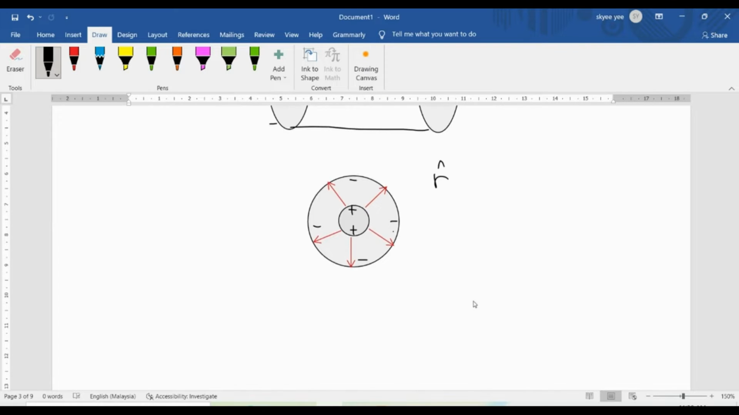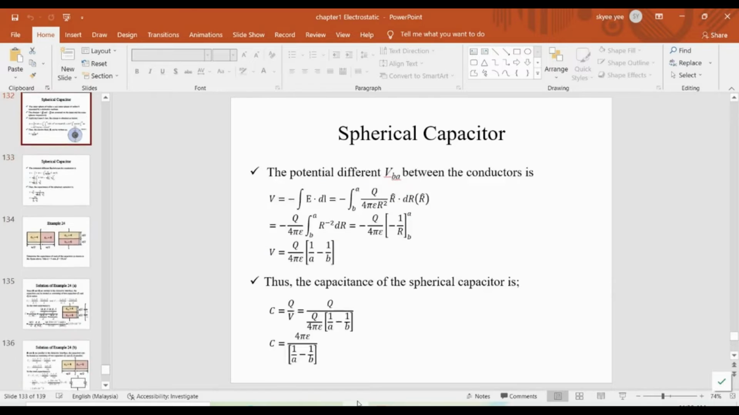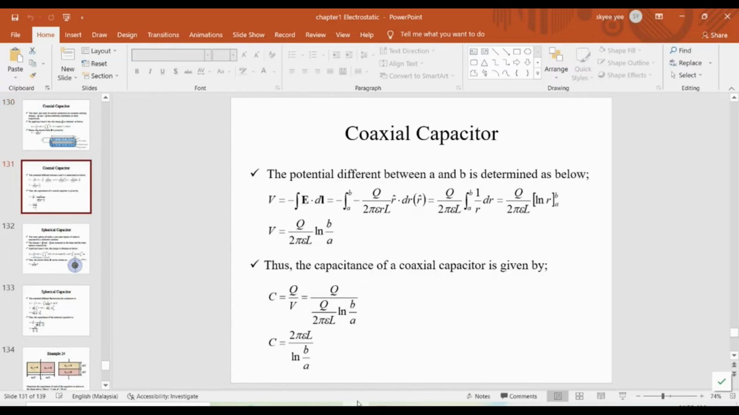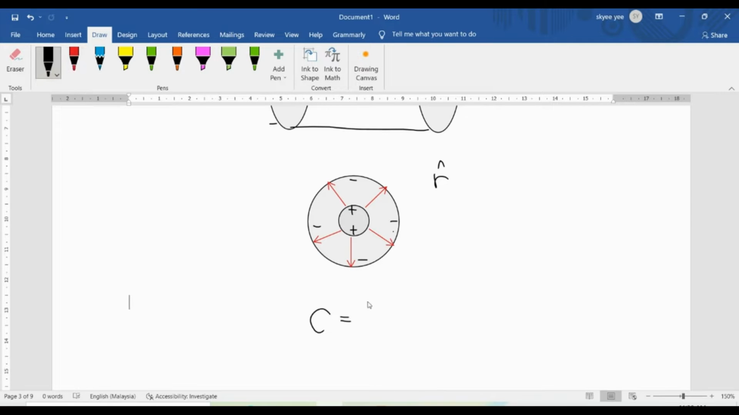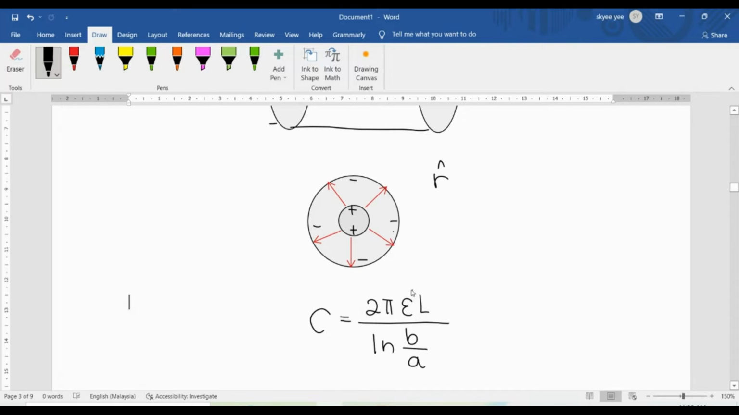Look at the capacitance equation that we derived previously. We have the coaxial capacitor. A coaxial capacitor is in cylindrical shape, so it is the same as the cylindrical capacitor. You have C equals 2 pi epsilon L over log B over A. Epsilon is the permittivity of the dielectric material in between the inner and outer.